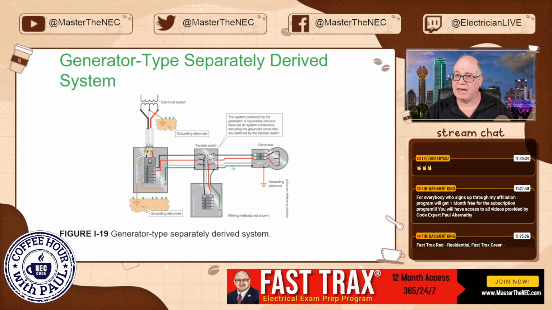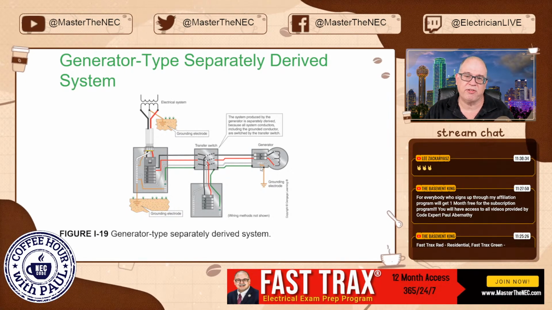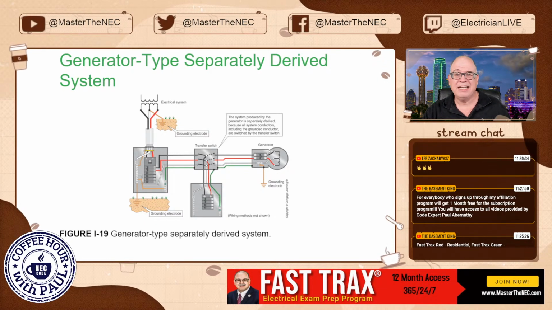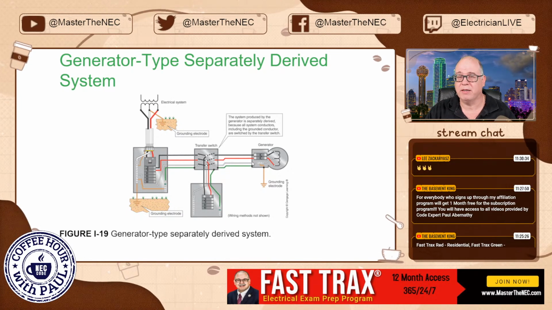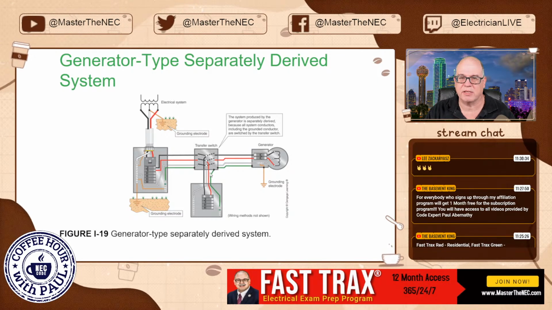If it is separately derived and you look at that transfer switch, then you want to make sure you have a separately derived system, because if you're missing the system bonding jumper, then you're not going to clear the overcurrent device, and you've got a problem. Okay, very important to take those details into consideration.